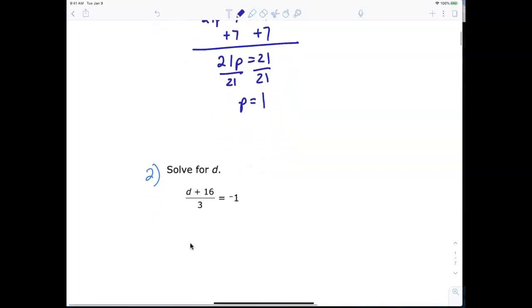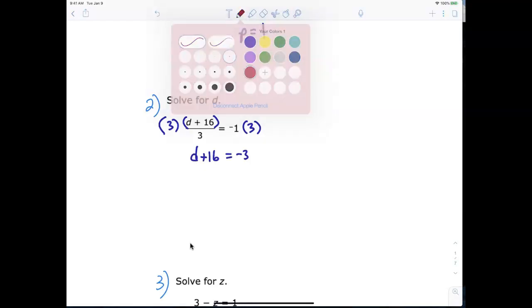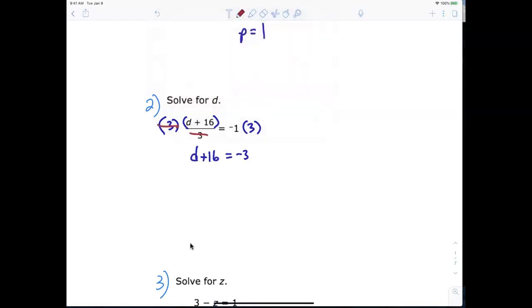Okay, so now for question number 2. Remember, this is from yesterday, or the last lesson. We undo division, so we're going to multiply both sides by 3 first. The reason why we do that is, remember, this is a quantity. Now we just have d plus 16 equals negative 3, and keep in mind that cancels. Now we subtract 16, and so now we have d equals negative 19. Okay? Question number 3.